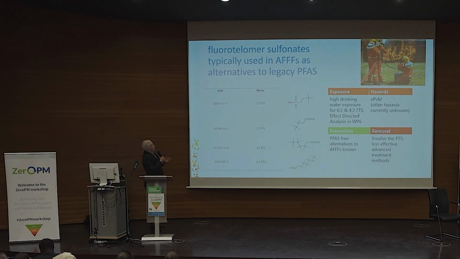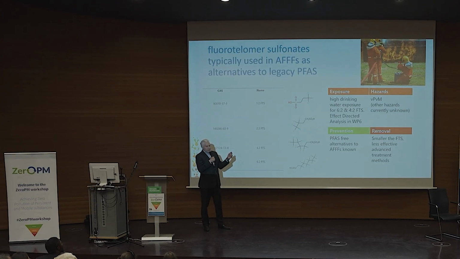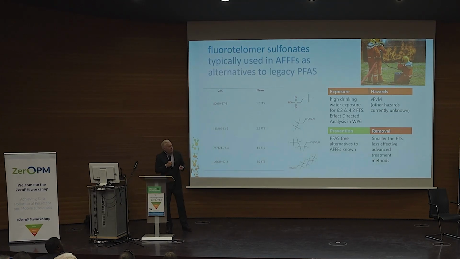We can also go back to looking at fluorotelomer sulfonates, typically used in aqueous film forming foams. The fluorotelomer sulfonates are one of the most frequently used replacements for PFOS and perfluorohexane sulfonic acid in these foams. And now we're seeing them more in the environment, and also in some of the work done in work package 6 by Timur Bagdiev, who's not here. He was finding some TTR binding potential from effect-directed analysis in monitoring studies. But it's not really yet classified as being a toxic compound. It's vPvM, but we should look at that in more detail.